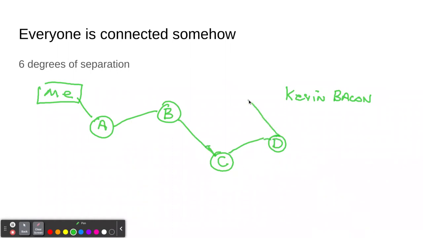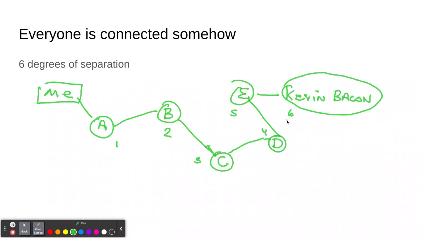And let's say there's person E, and then there's Kevin Bacon. So as you can see, we can count here 1, 2, 3, 4, 5, 6 degrees of separation. That's what they're talking about. So the theory, or we should say the quasi theory, because it's almost a theory, it has been proven, but not proven over and over again. There are 6 degrees separating me from Kevin Bacon.